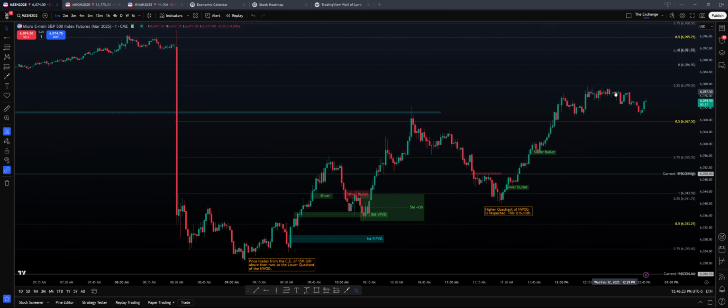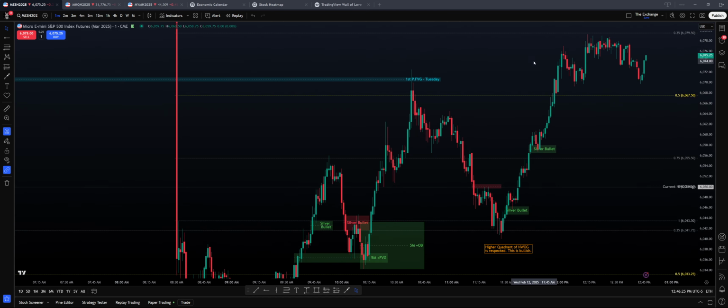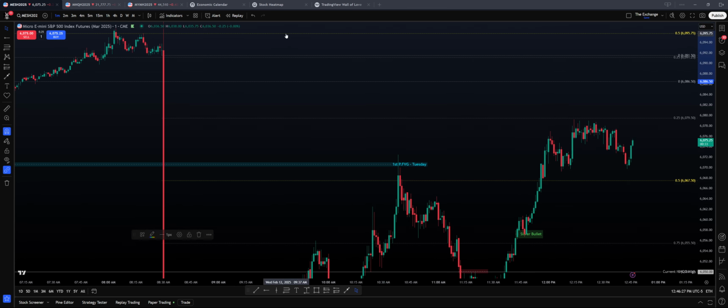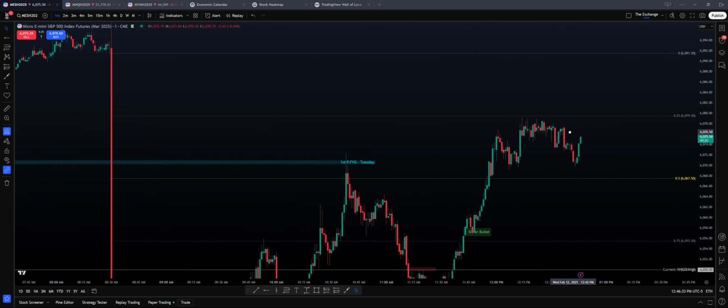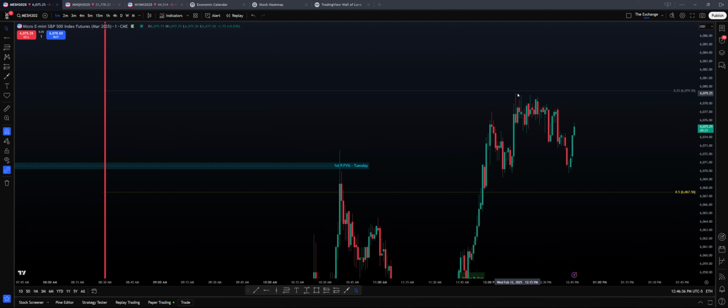Look at that. Bang! Isn't that awesome? So that right there, if I delete this, this is the higher quadrant of this giant fair value gap over here. Look where price is running to. Isn't that just awesome? That's really cool how it almost taps into that, but we're just ping-ponging around right underneath it in between these two levels here.